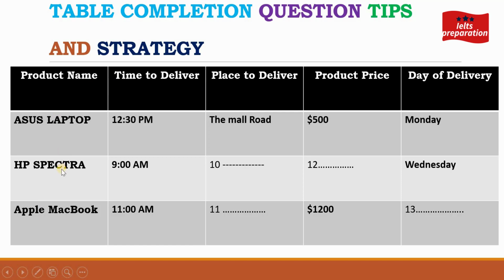Now, in each column, I have some data. The first one is ASUS laptop, the second one is HP Spectre, the third one is Apple MacBook. So the time to deliver for this is that, for this is that, and that. Now, the place to deliver for this item is given but not for these two. So what you have to do is fill these two blanks with what you hear in the recording. Now for this item you have the price, for the last one you also have it, but for the second one we don't have the price, so you have to listen for it in the recording and put it here. The day of delivery for two items is given but not for the last item.